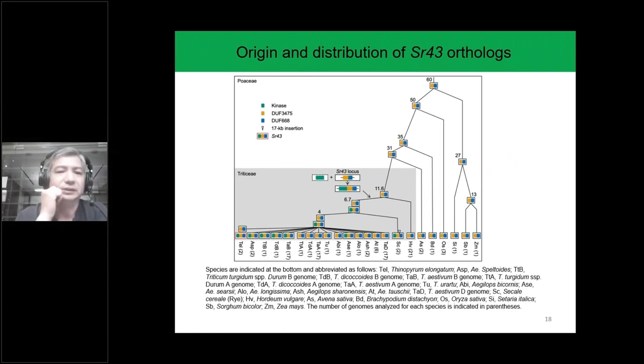This figure shows the origin and the distribution of SR43 orthologs. Here, kinase is in green, DUF3475 in orange, DUF668 in blue. The two DUFs exist in maize, sorghum, rice, Brachypodium, and barley. The SR43 gene is present in rye. So the two DUFs fused with the kinase domain to form SR43 6.7 to 11.6 million years ago. SR43 or its orthologs are present in the rye and wheat B genome, and genomes closely related to the wheat genome, but not present in the wheat A genome or wheat D genome.